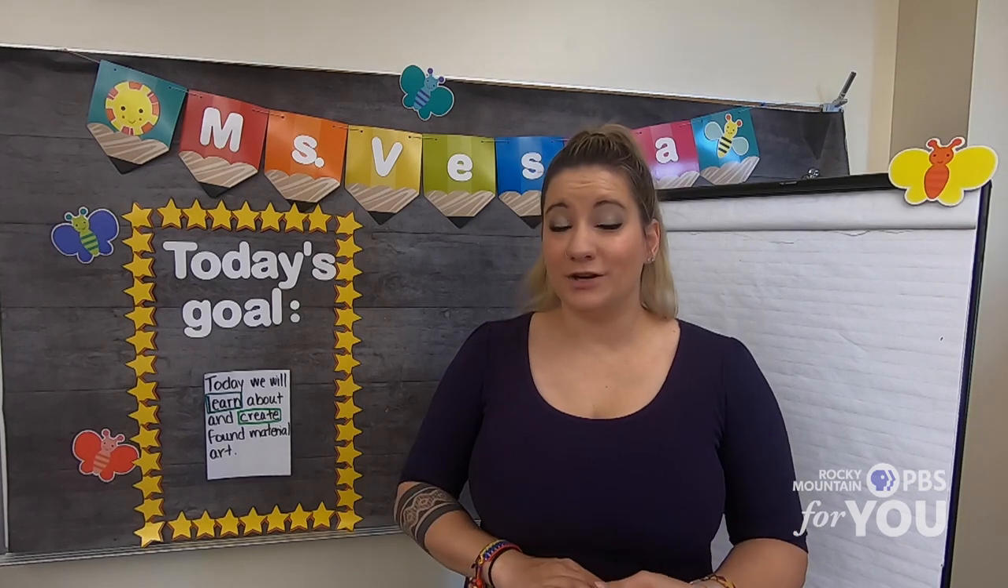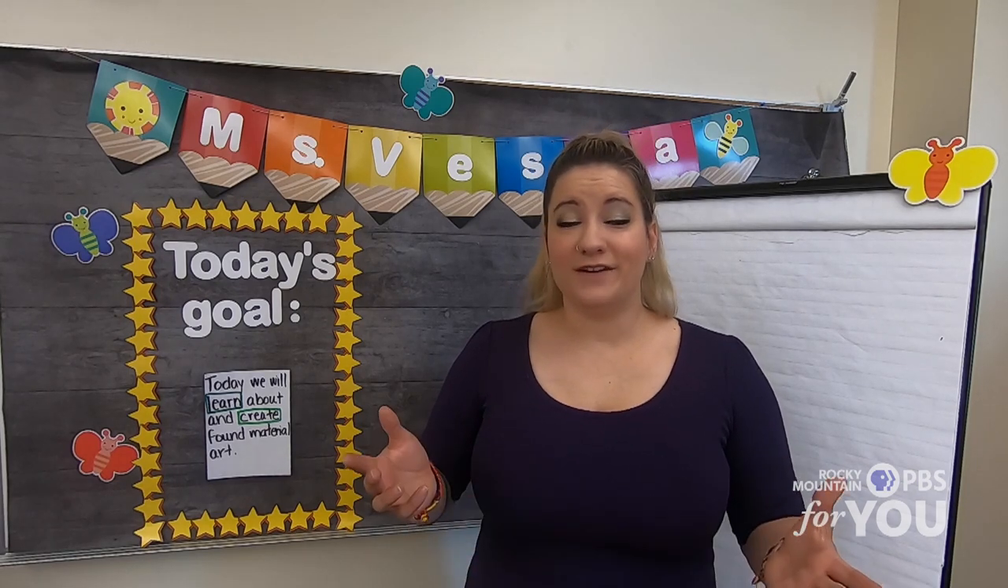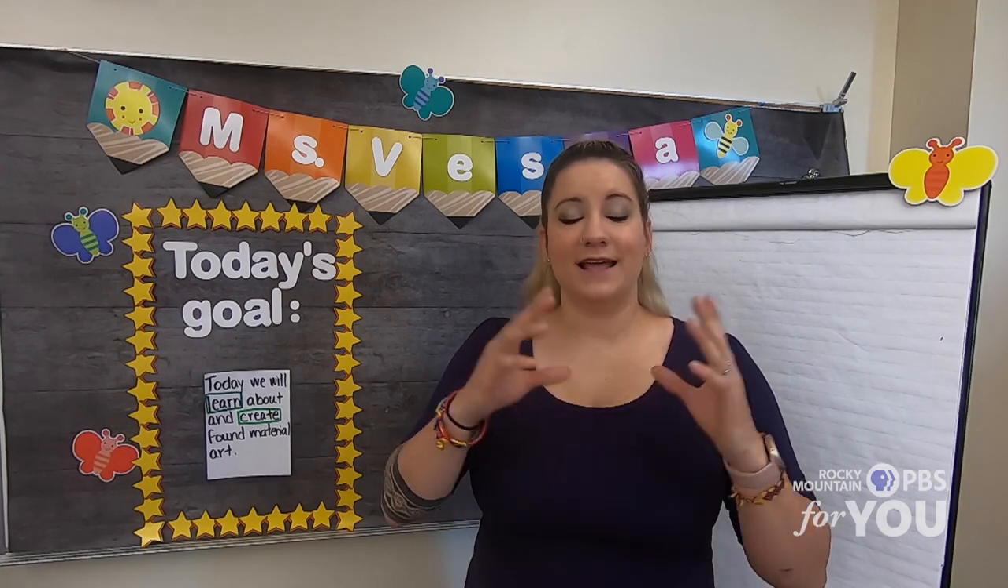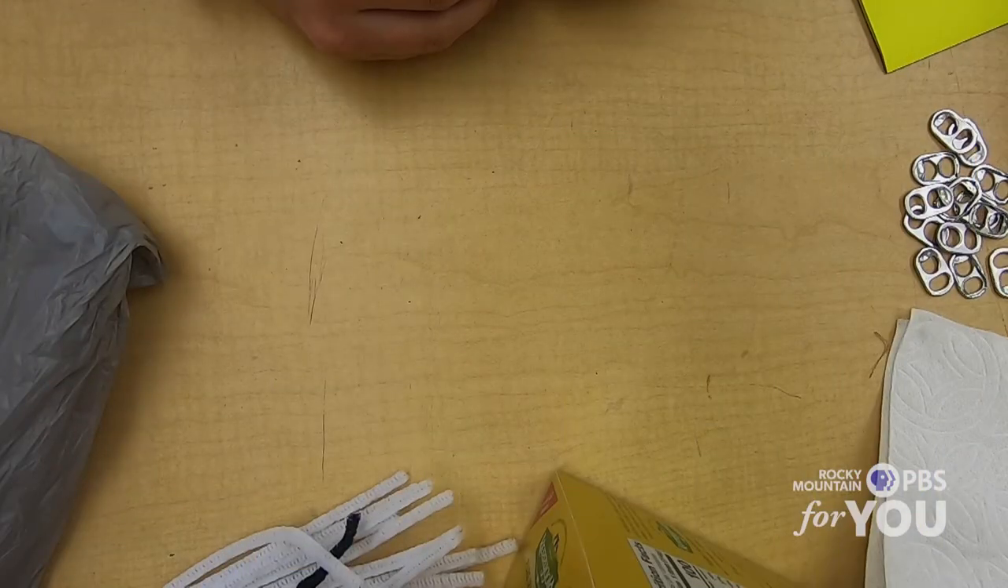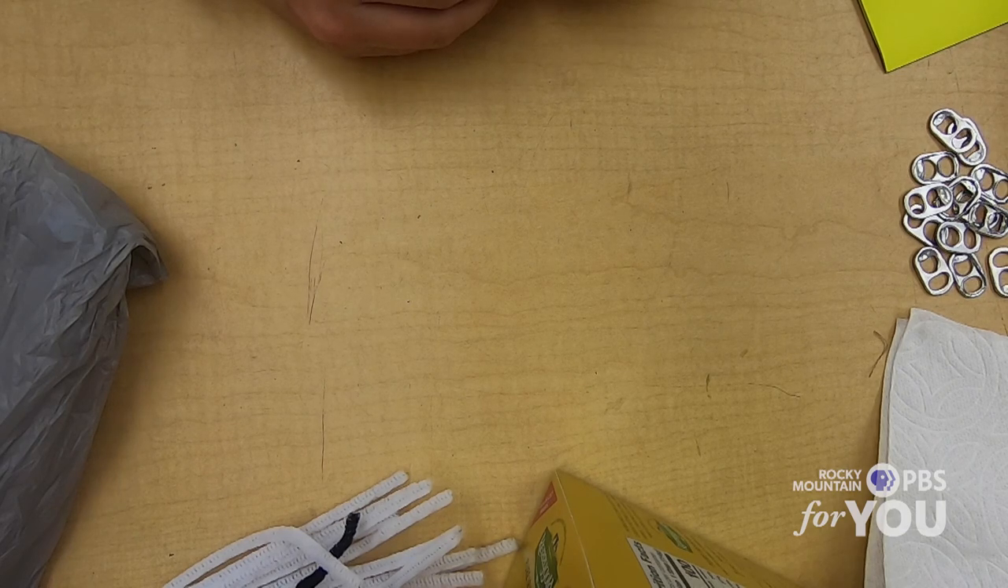Do you have materials at home? You can look at your house, make sure that you're being safe. Try to find different materials you could use. You can use things that I have. You can use new things. You can find it anywhere around your house. And just like El Anatsui, we're going to reuse them to create art. You're going to need some scissors and some glue. Make sure you're careful when you're looking for your scissors and glue.